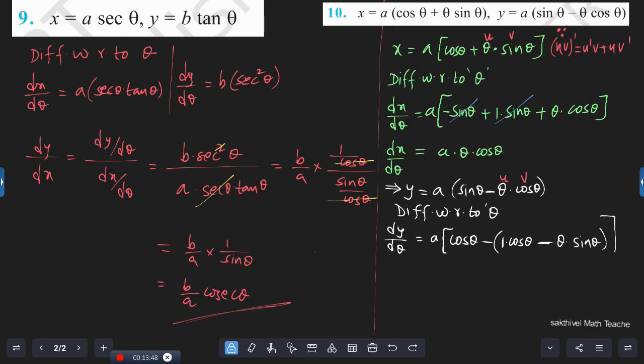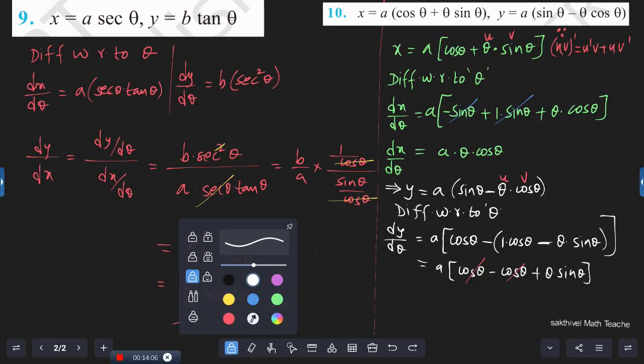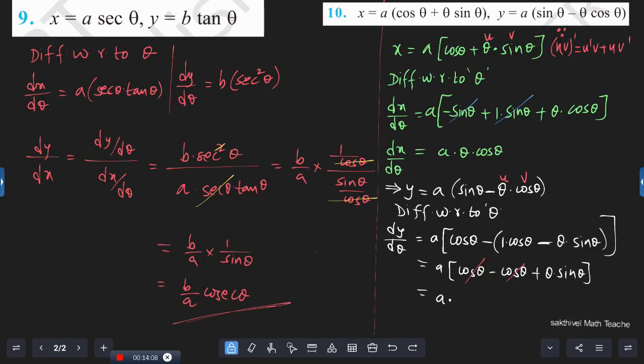Okay, it's over. Now you can multiply the negative inside. If you multiply the negative inside, cos theta minus cos theta, minus into minus plus theta into sin theta. So you can notice that plus cos and minus cos cancel. What remains is a into theta into sin theta. So that is our dy divided by d theta.